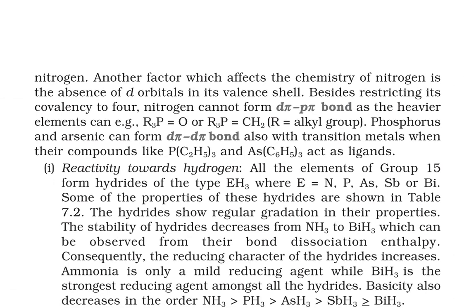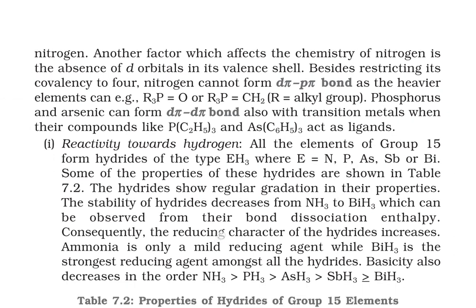For example, R3P=O or R3P=CH2, where R is some alkyl group, like R3P, where R is an alkyl group, double bonded with oxygen, or R3P double bonded with CH2. Phosphorus and arsenic can form dπ bonds also with transition metals when their compounds like P(C2H5)3 and As(C6H5)3 act as ligands.